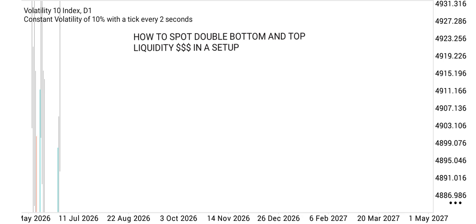So in today's video we want to look at how to spot double bottom and top liquidity in a setup. I want you to understand something. If we're talking about the double bottom liquidity and the double top liquidity, I want us to understand that liquidity is one of the things that drives the market. If you understand how liquidity is being formed and how you see liquidity in the market, it helps you make certain decisions that make you ready and give you confidence to take a trade.